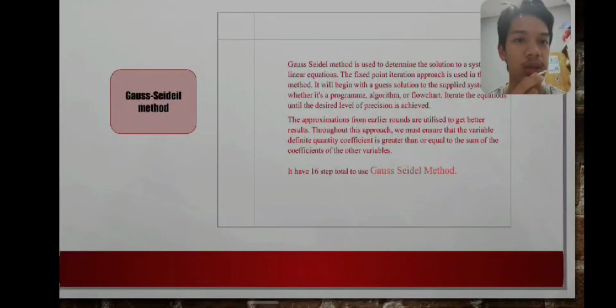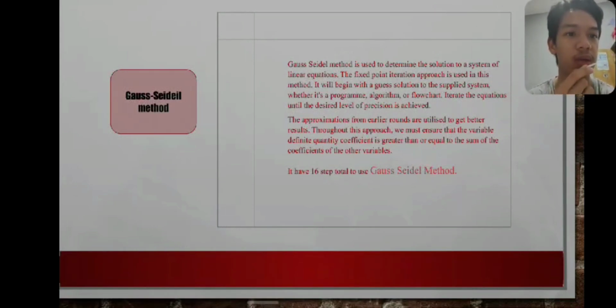Then, the Gauss-Seidel method. It is used to determine the solution to a system of linear equations. The fixed point iteration approach is used in this method. It will begin with a guess solution to the supplied system, whether it's a program, algorithm, or flowchart, and iterate the equation until the desired level of precision is achieved. The Gauss-Seidel method has 16 steps in total.